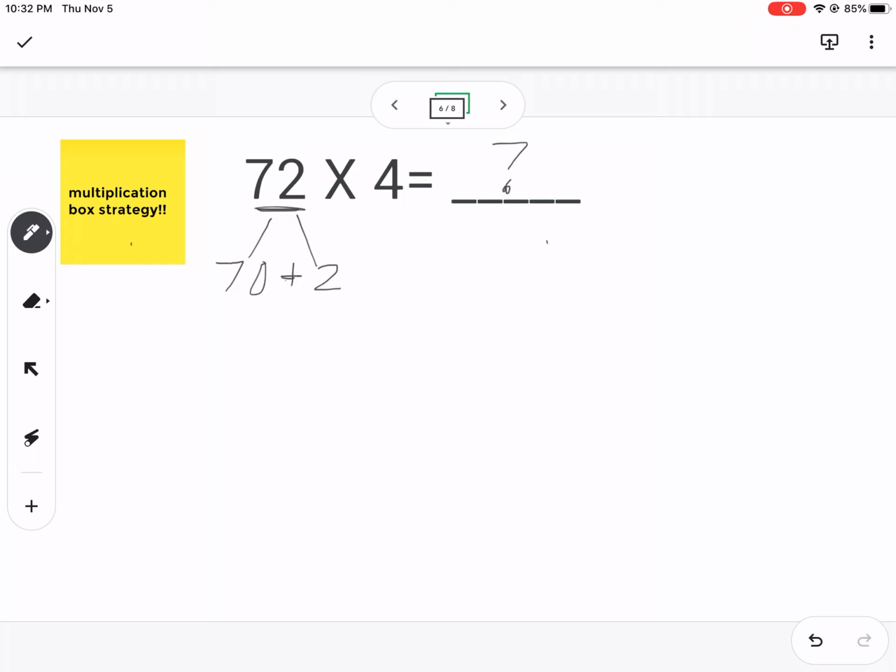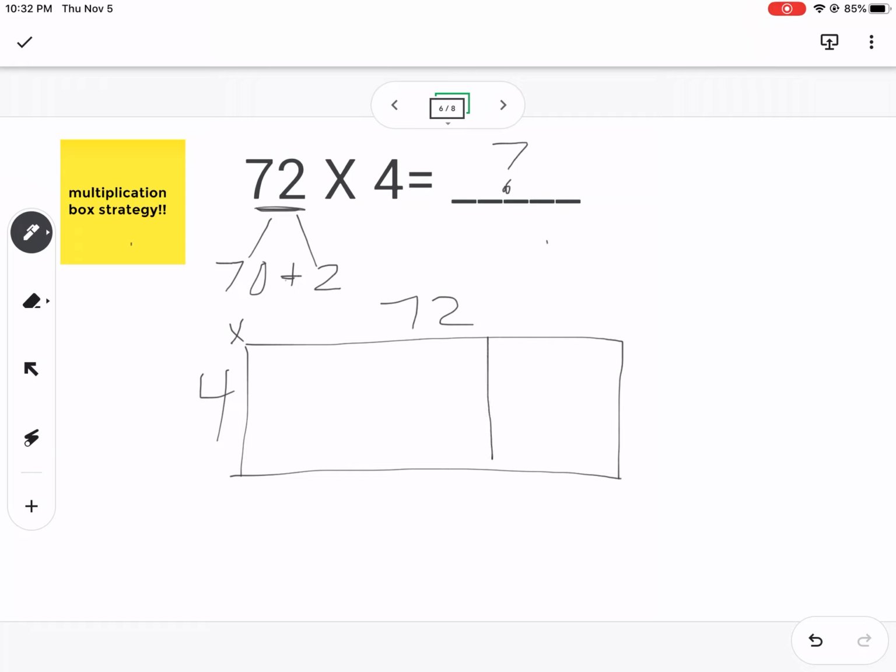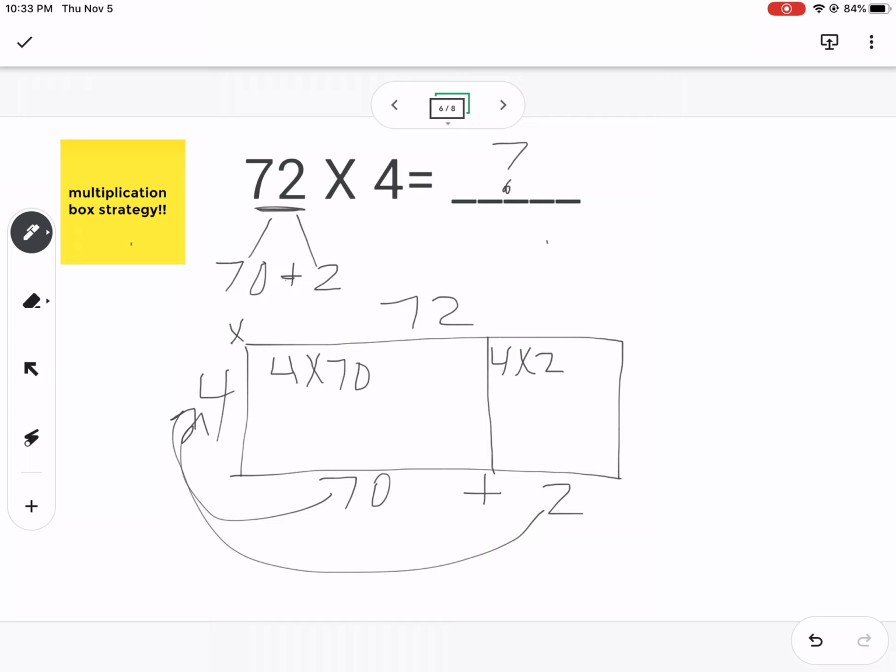So if I look at it with 70 plus 2, and I'm taking those numbers and multiplying it by 4, it's not as bad. So in my box, I have my 4 times 72, but I don't know what that is. So instead, I'm going to break it up into 4 times 70 plus 4 times 2. So now I can solve each box on its own. So I'm going to say 4 times 70 and 4 times 2, just like I said.